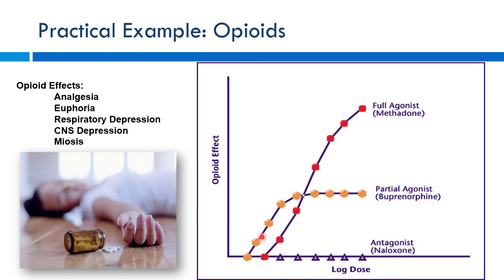However, if I give a partial agonist, you notice here that you hit the plateau effect a lot earlier, even though I'm maybe getting close to saturating those receptors, because again, it's only partially activating those receptors, or maybe only getting 50% compared to something like methadone, right?